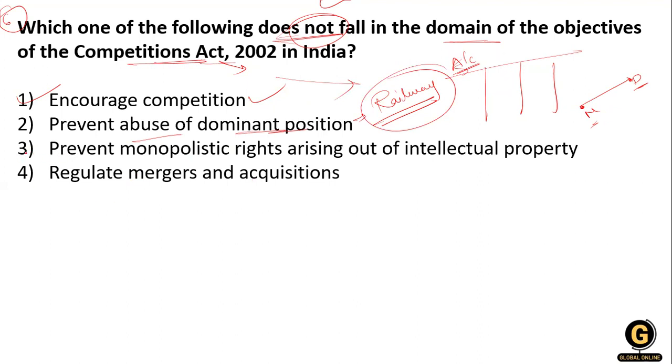Now the next one. The word used is prevent. They want to prevent the abuse of the dominant position. Clear. Then the third statement is given: prevent monopolistic rights arising out of intellectual property, and I will explain that later. And the fourth one is regulate mergers and acquisitions.